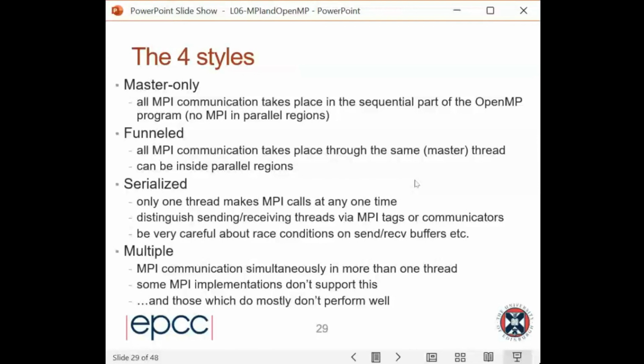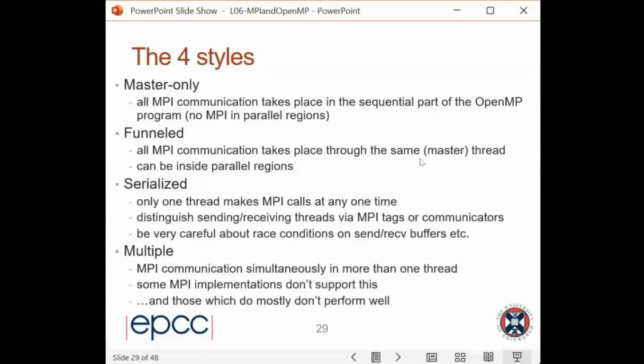Funneled is all the MPI communications take place through the same master thread, but can be inside parallel regions. Serialized says only one thread makes MPI calls at any one time. However, different threads may be calling the MPI library at different times. And multiple is all bets are off. Multiple says any thread can call MPI at any point.